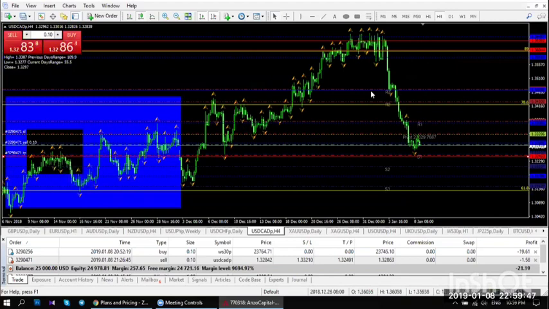Or for example, in the market here, I have sold in this area and we've had a decline. This is because the pivots that I have here haven't broken.